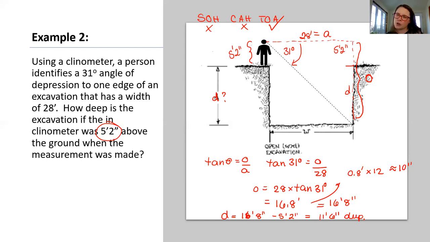The tricky part of those ones is the triangle that you calculated either included the height of a person or it didn't include the height of a person. So you had to add or subtract that in order to find the final answer that uses the triangle that you calculated. So these ones are a little bit tricky, but they're good questions to be able to figure out.